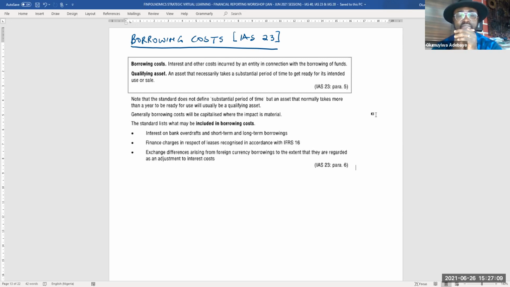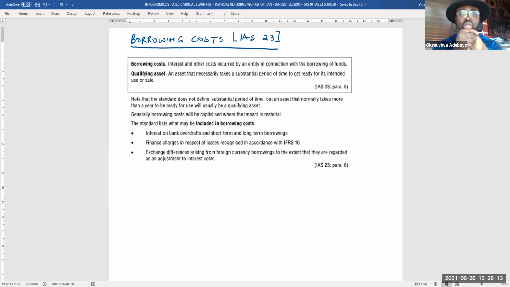That's why the standard also went further to tell us that borrowing cost is not limited to interest cost, but is interest cost which can be on bank overdraft, on short-term borrowings or loans from banks, or on long-term borrowings or loans from banks. Secondly, it could also be in a period where you have lease arrangements. Your borrowing costs may be attributed to finance charges that arose from the lease arrangement in line with the requirement of IFRS 16, which we have discussed extensively. You can go to the video and see that also. And finally, it also speaks to exchange differences arising from foreign currency borrowing, to the extent that they are regarded as an adjustment to interest costs in line with the requirements of IAS 21.